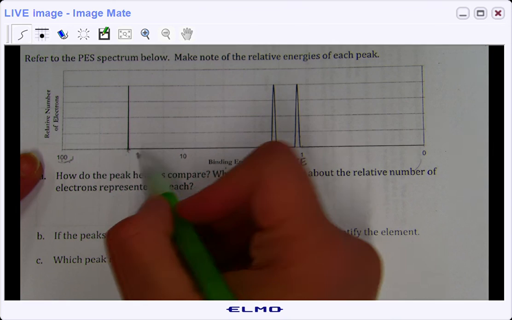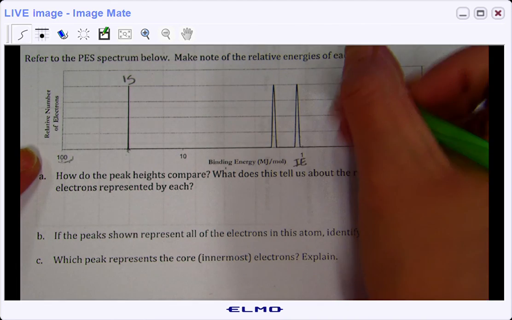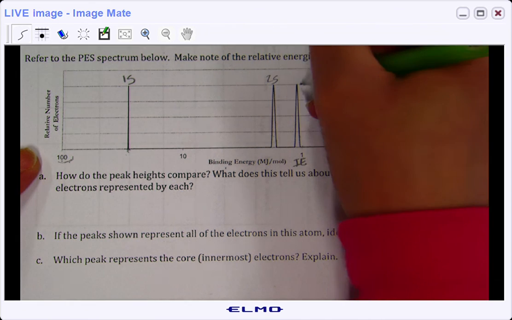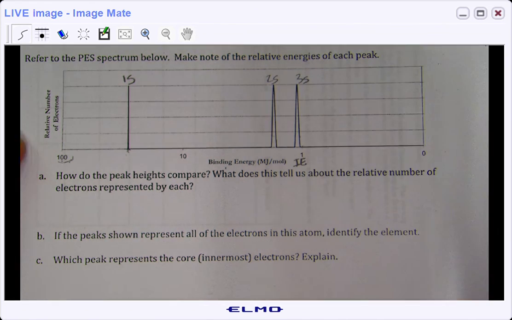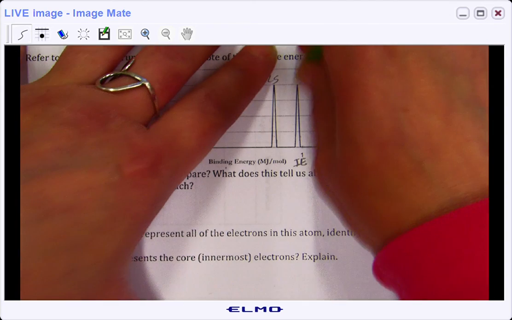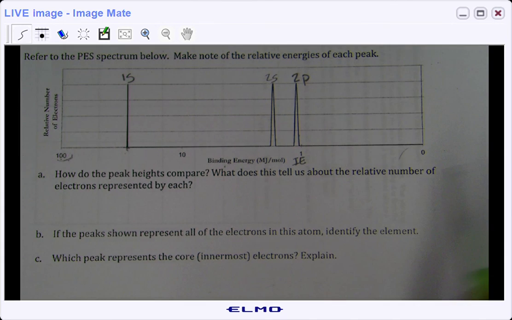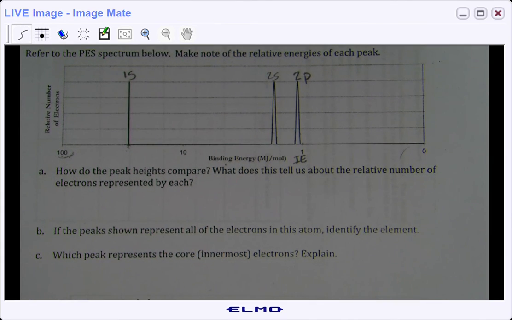So this is my 1s, this is my 2s, and this is my 3s. All right, 1s, 2s, I'm sorry, not 3s. This is my 2p, excuse me. All right, this is my 2p.